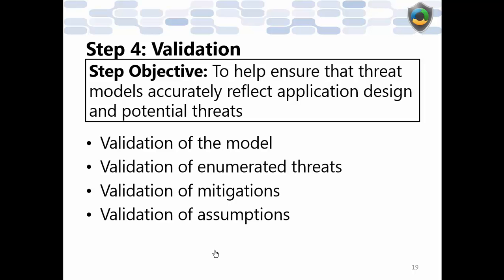Some guidelines for the model. All right, you want to make sure that your data flow diagram contains at least one trust boundary. You want to ensure that all data flow paths are properly represented. You want to ensure that all data sources are represented in the model. Enumerated threats also have to be validated for completeness.